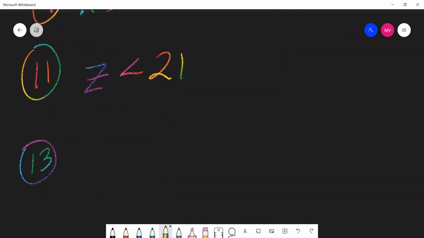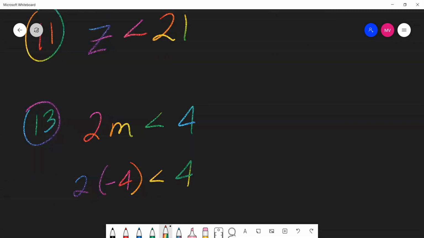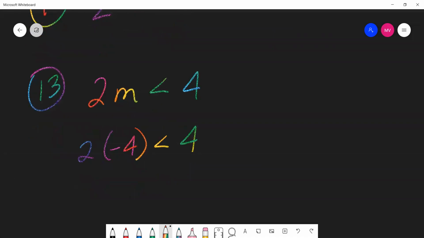We have about 10 more minutes. All right, so number 13, we need to determine whether each number is a solution of the inequality. So Abigail, number 13 says 2m must be less than 4. So A is -2. So I'm going to plug that in for the value for m. I'm already doing the math in my head. What's 2 times -2?